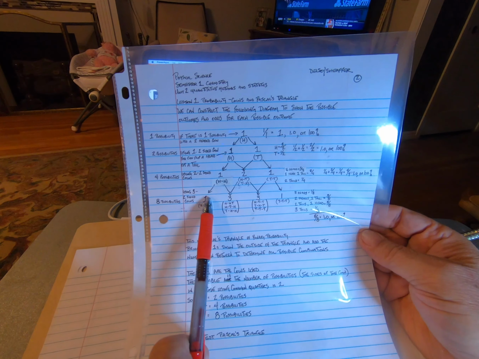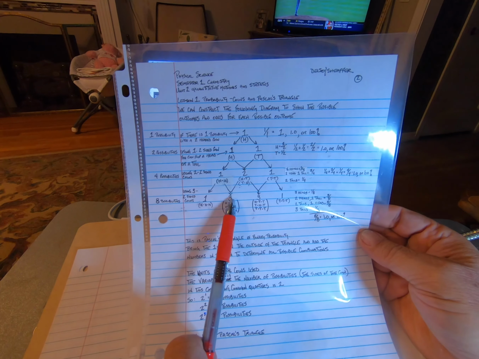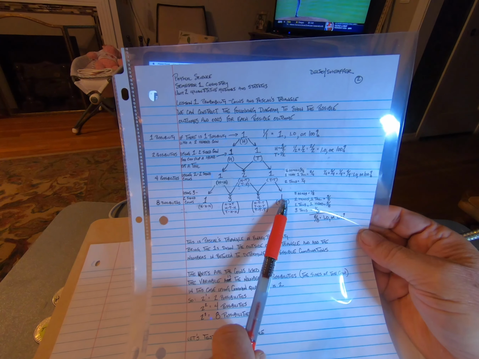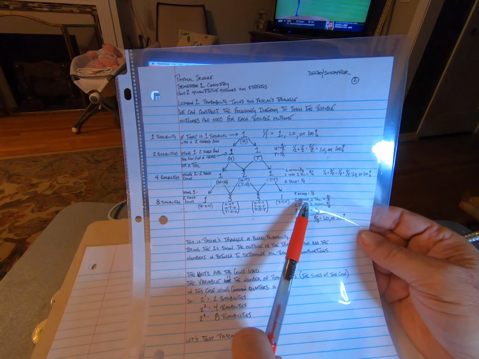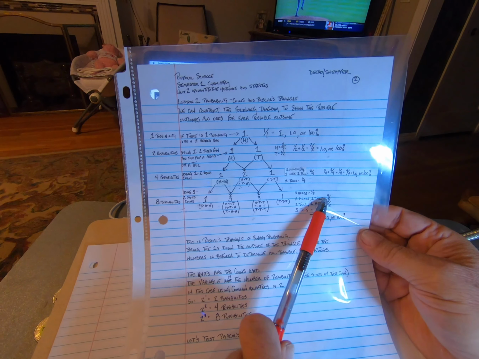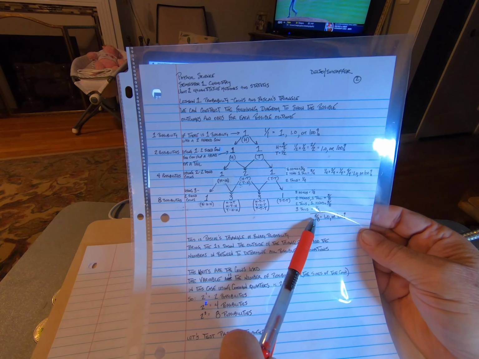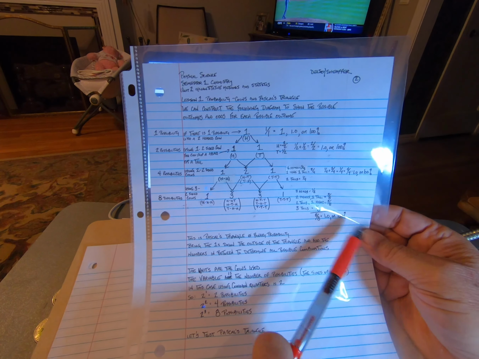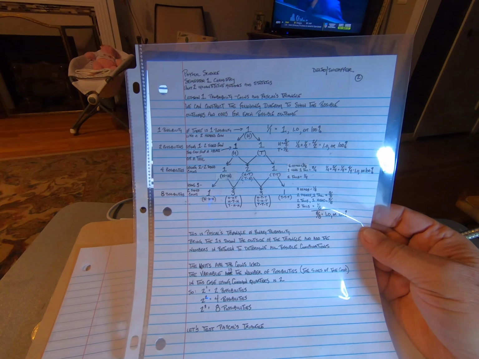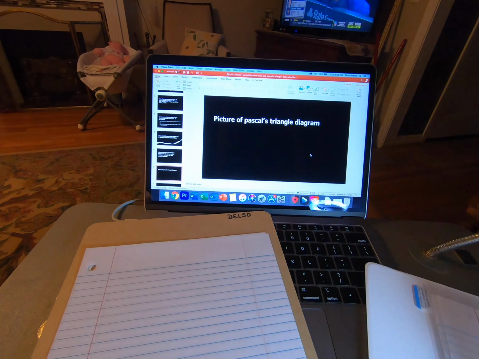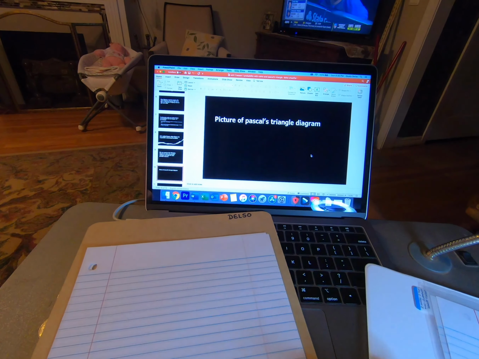To get 3 heads, there are 8 possibilities. 1 plus 3 plus 3 plus 1 is 8, and that's where the 8 comes from. Okay? And 1/8, 3/8, 3/8, and 1/8 is 8 over 8, and that's 100%. So this is Pascal's triangle of binary possibilities. Let's go back to our PowerPoint.